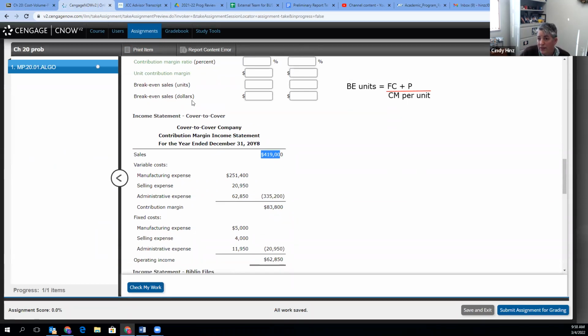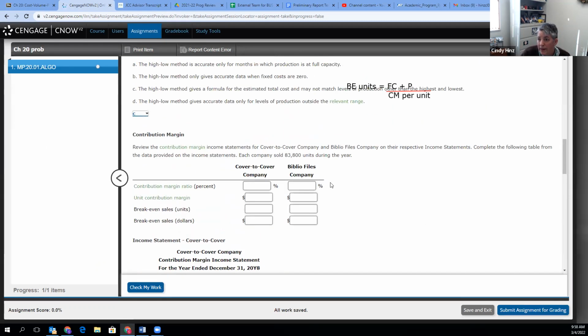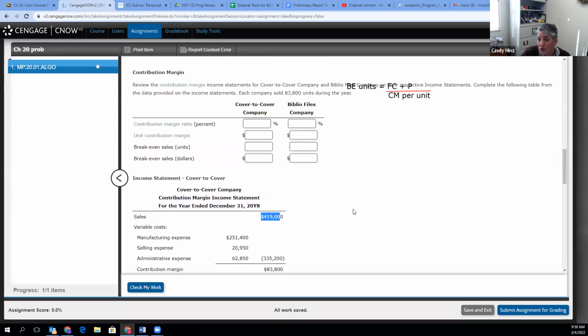Remember, to find break-even sales dollars, you're going to take the units and multiply by the selling price. It doesn't tell us the selling price, but you can calculate that because you know total sales and you know how many units they sold.